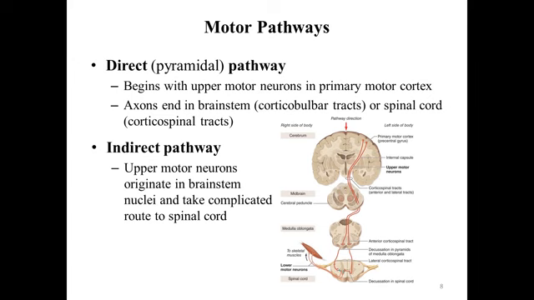The image shows a direct motor pathway beginning with an upper motor neuron in the primary motor area in the precentral gyrus of the frontal lobe, crossing over, and synapsing with a lower motor neuron that innervates a contralateral muscle, so going from left parietal lobe to a muscle on the right side of the body.